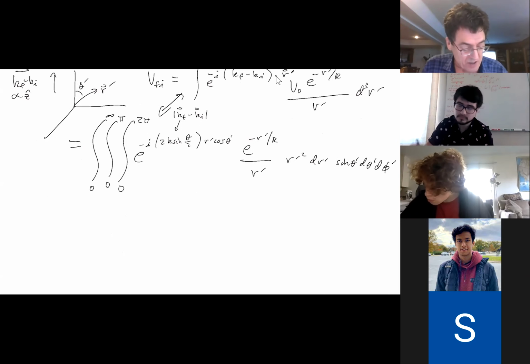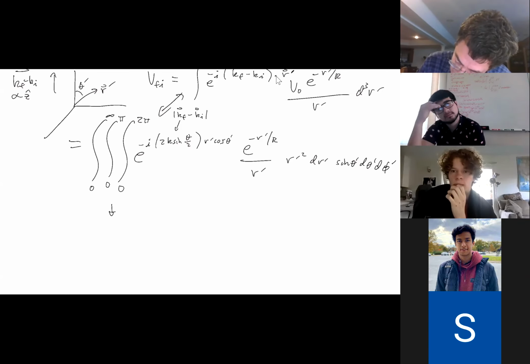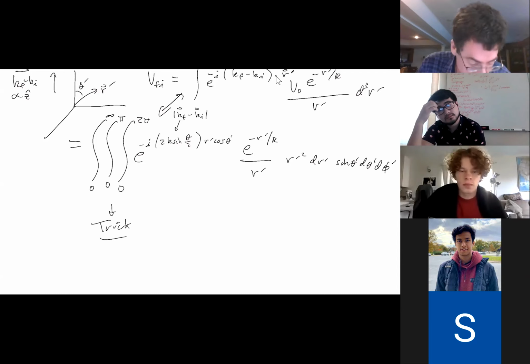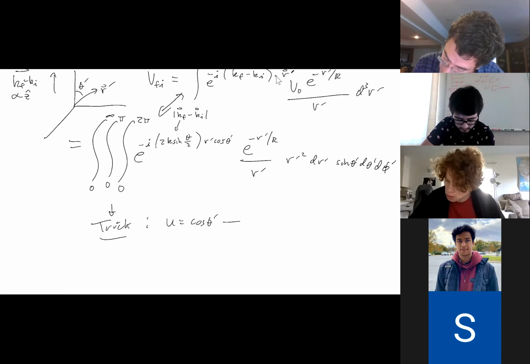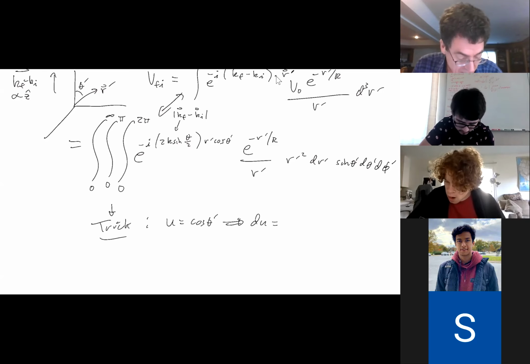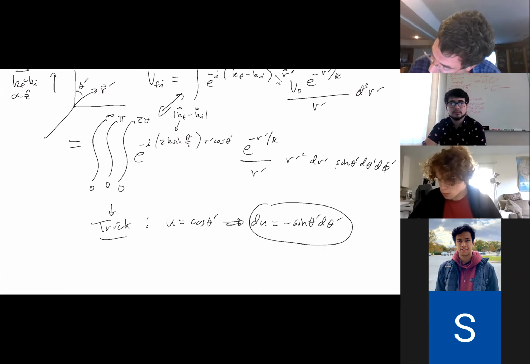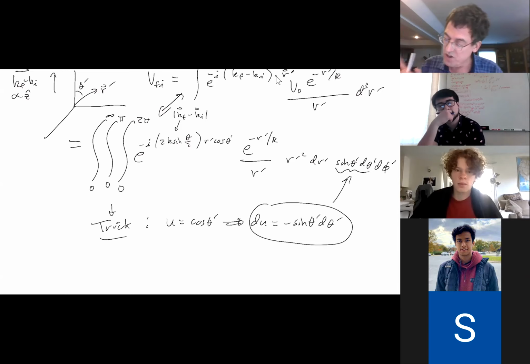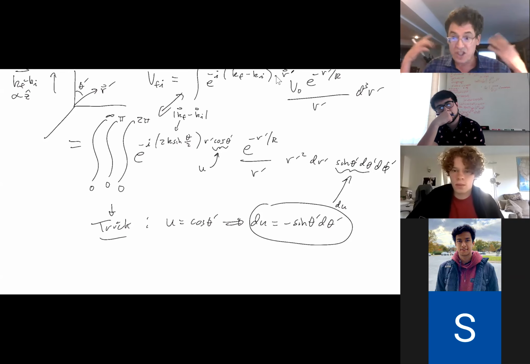And it turns out that this integral is actually pretty doable now, because the next trick is a change of variables. You say u is equal to cosine theta prime, and then du is equal to negative sine theta prime d theta prime. That's going to help you with this part, because that's the only hard part now. So that's going to be u, and that's going to be du. And you can see that this change of variables helps you.